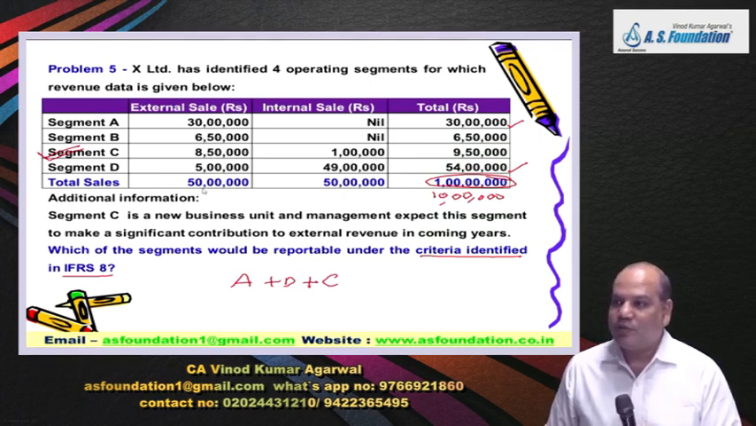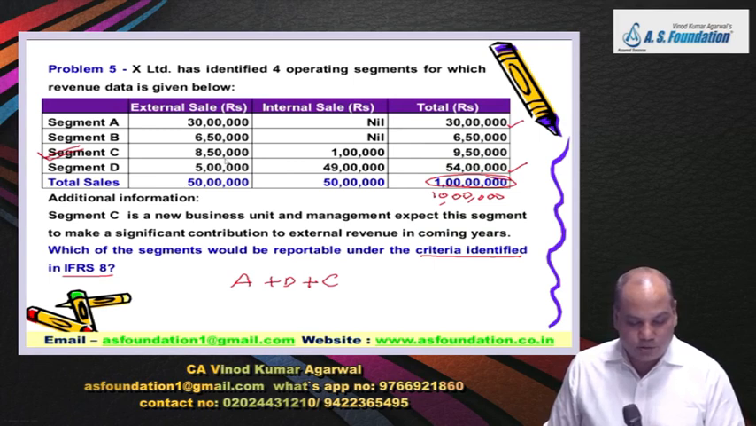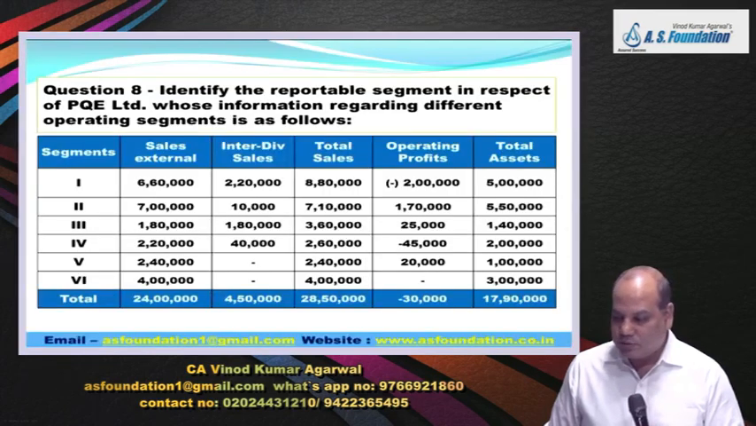So you'll have to add some more segment first. So then I will add C. If I include C, then the test is satisfied. So between C and D, C management already wants to include, and therefore now you see whether it is satisfying 75%. Yes. So after including C, our external sale is 87%. And these three will become reportable segments. Try one more, question number 8.